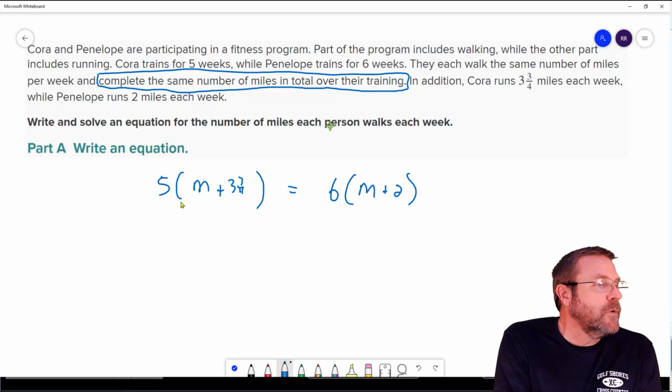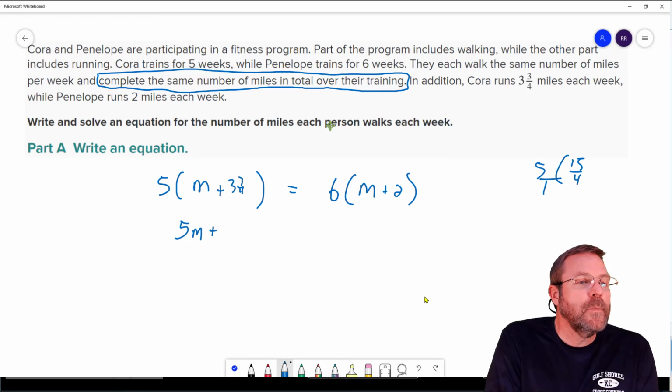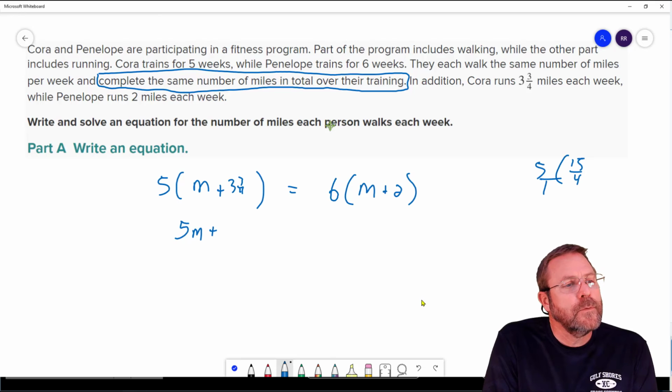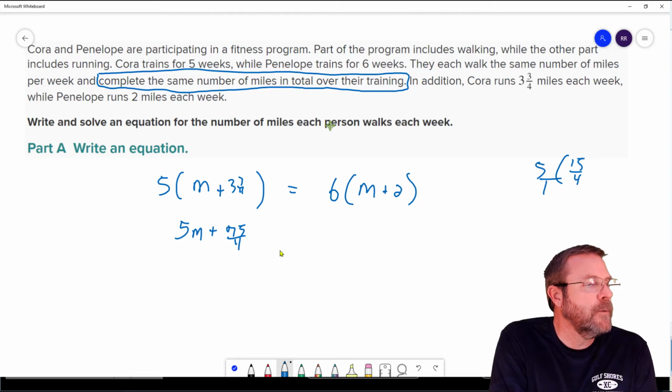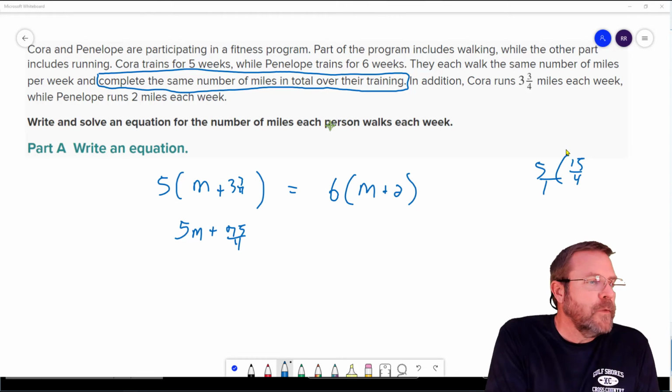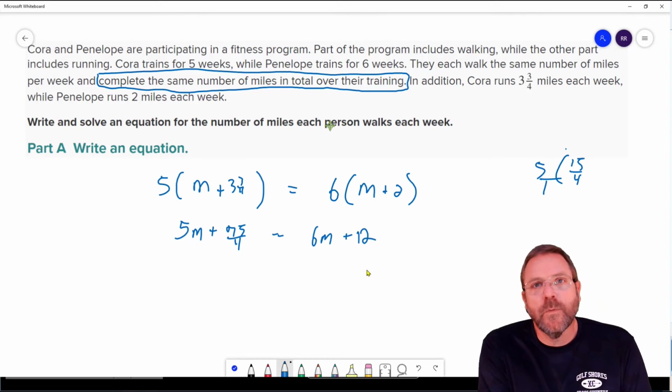From here, we're going to use our distributive property. 5 times M is going to be 5M, and then I'm also going to have to do 5 times 3 3/4, which is also known as 15 over 4, which is going to end up giving me 75 over 4, which is how we're just going to leave that right now. Meanwhile, on the right-hand side, we've got some easier math going on. We're going to do 6 times M, which is 6M, plus 6 times 2. That's going to end up being 12.